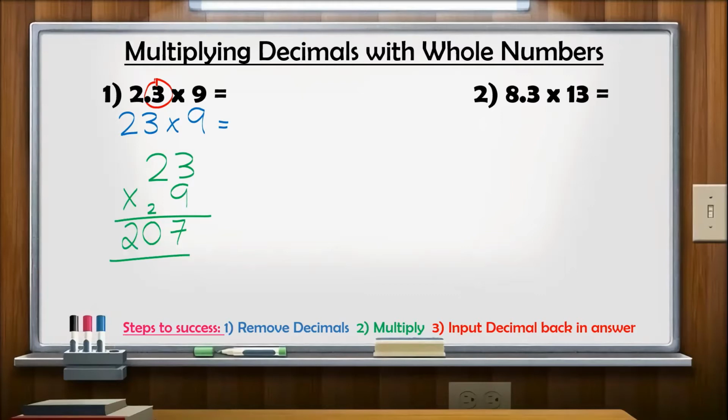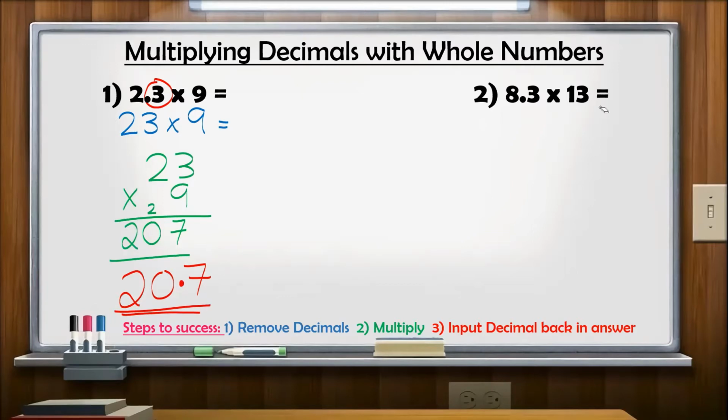So I will rewrite the answer to 23 times 9 as such and begin to start counting from the end where to input my decimal point to get my final answer. So beginning from the end, I count one position, so therefore the decimal point will be between 0 and 7, and the final answer to 2.3 times 9 is equal to 20.7.